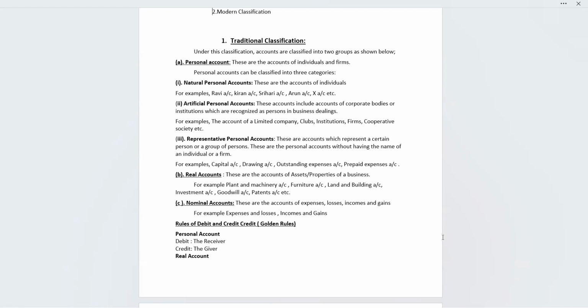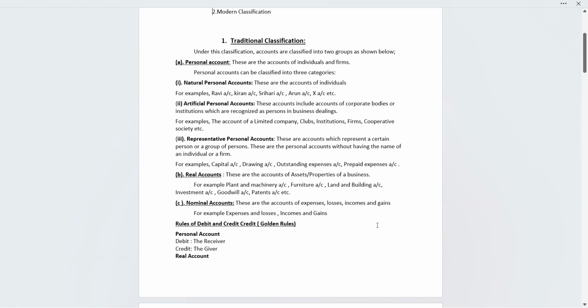Next, the third one, representative personal account. These are the accounts which represent certain persons or group of persons. These are personal accounts without having the name of individuals or firms. For example, capital is considered a representative personal account. Drawings, representative personal account. Outstanding expenses, it is a representative personal account. Prepaid expenses, it is a representative personal account.